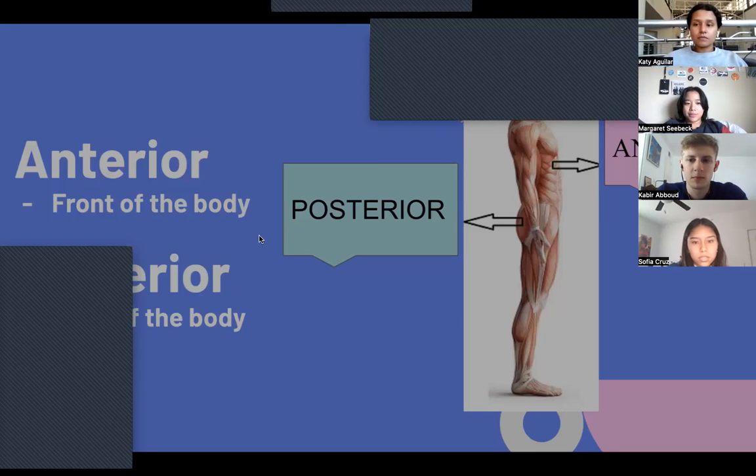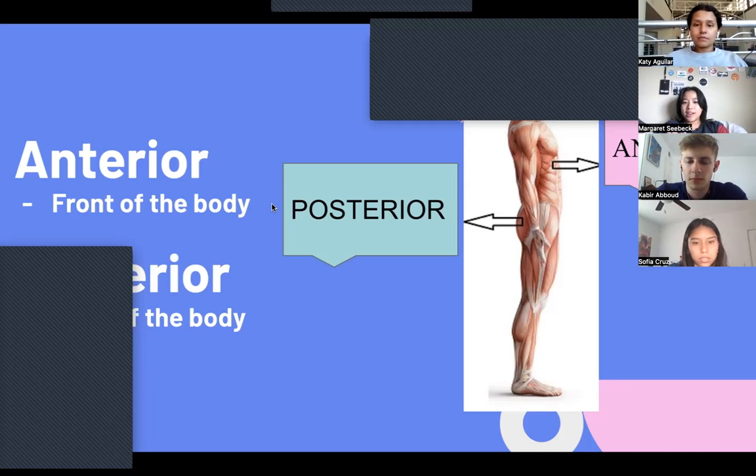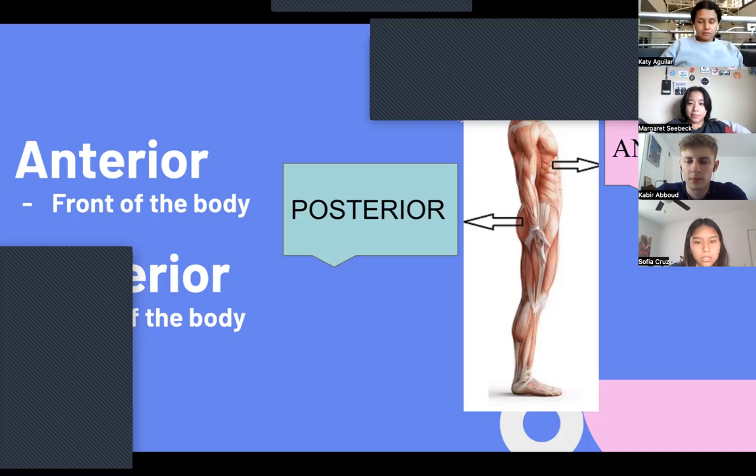So the next slide, we'll talk about anterior, which is the front of the body right there, and posterior is the back. That's really important, because a lot of directional terms go with that. These are also really important to remember when you're palpating muscles with all these directional terms. So please remember that everything is in reference to anatomical position.